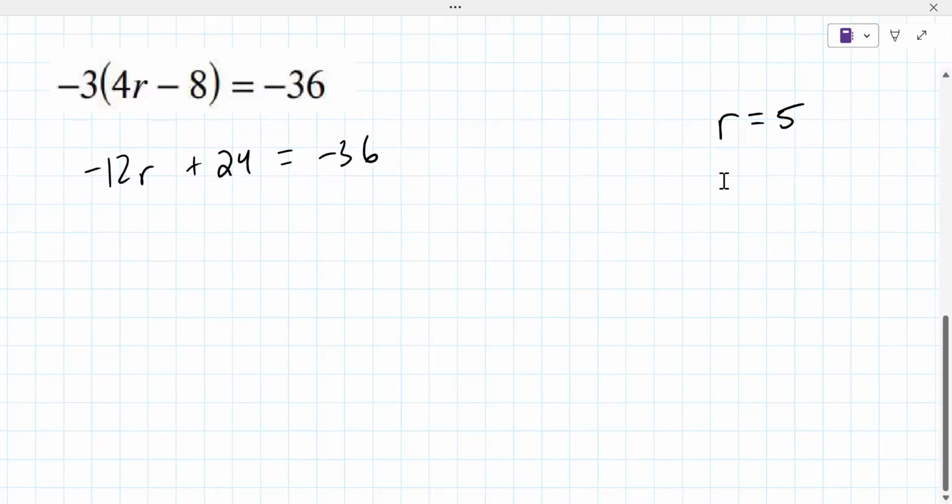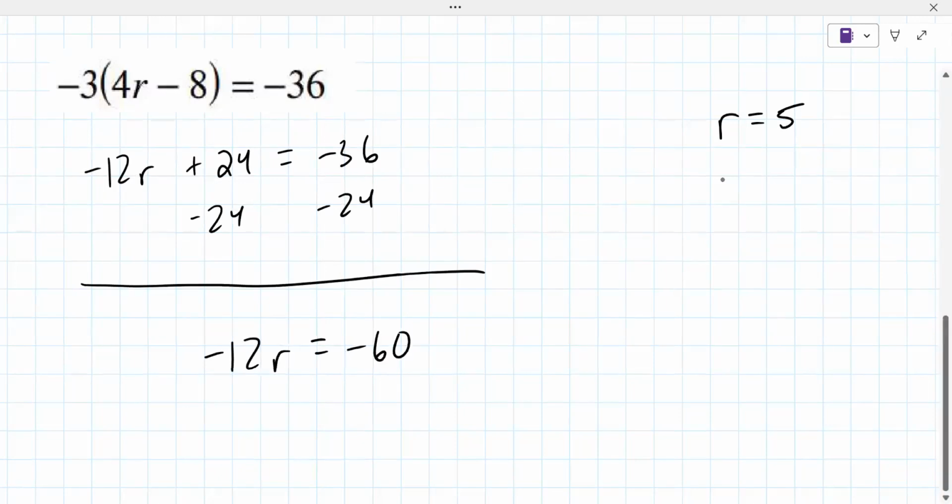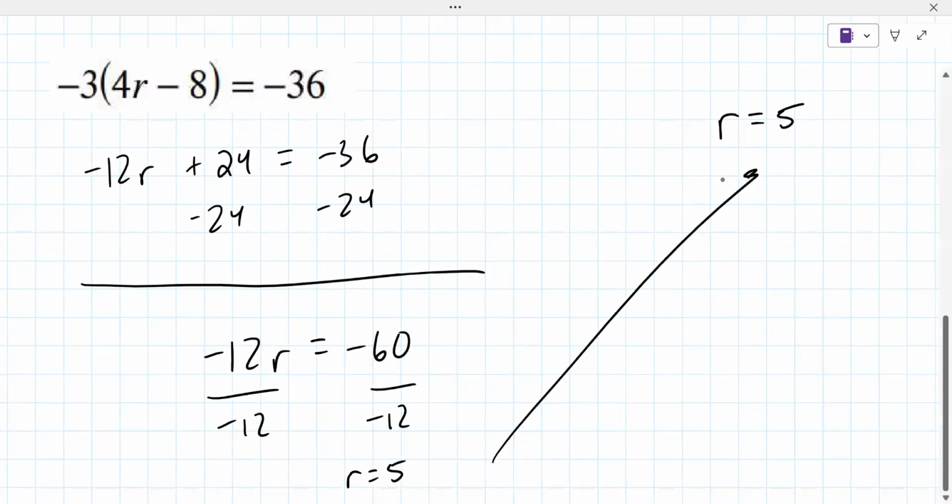Yep. All right, and then you subtract 24 from both sides. Minus 12R equals minus 60, divide by minus 12, and R equals 5. Really good. Okay, excellent. So what we're going to do next is we're going to move to some other types of problems here.